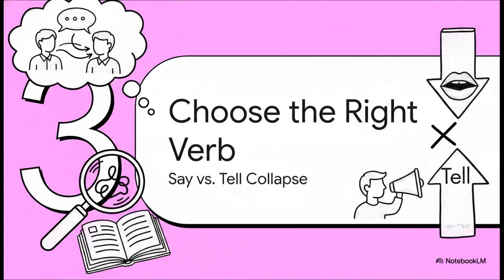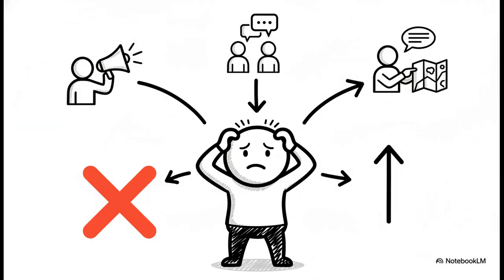All right, Section 3. Choose the right verb, fixing the say versus tell collapse. So here is the absolute highest frequency error from all the source data. The total collapse of the verbs say, tell, talk, and speak. Translating the all-purpose phrase say about directly from your native language simply does not work in English. You just cannot say I want to say about my trip. You have to choose I want to talk about my trip or I want to tell you about my trip.